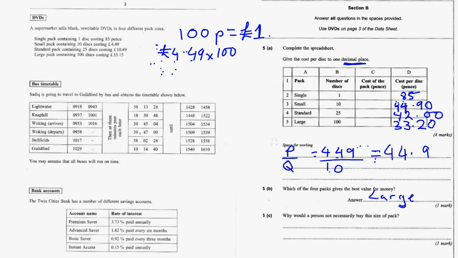The next question, 5c, why would a person not necessarily buy this size of pack? Okay, so they're telling us that the large one is the best value for money. Why won't anybody buy that? Usually the answer for this is because they don't need too many discs, so they don't need all the discs, and the cost is too much. Okay, so that's the answer to those.